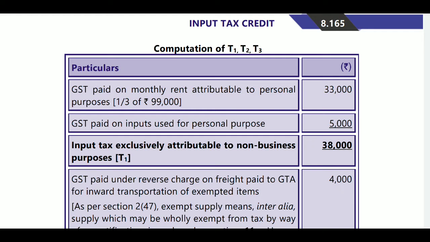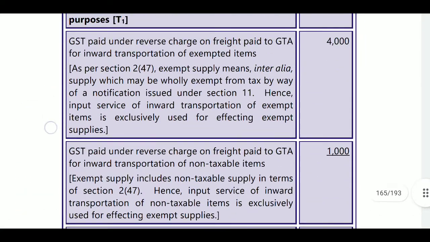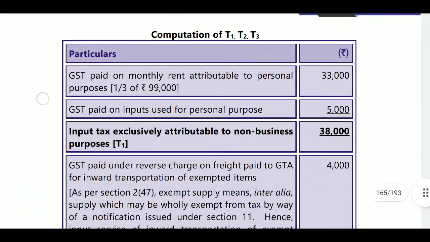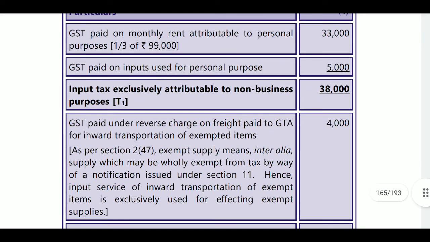One is GTA services, and one is monthly rent. So out of that we will calculate what the monthly rent is. Monthly rent attributable to personal purpose is 99,000 divided by 3, so 33,000 will be non-business purpose. Next, GST paid on inputs used for personal purposes, 5,000, that is 38,000 exclusively for non-business purposes.